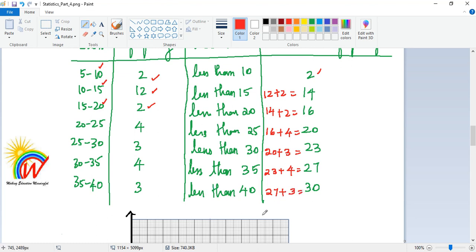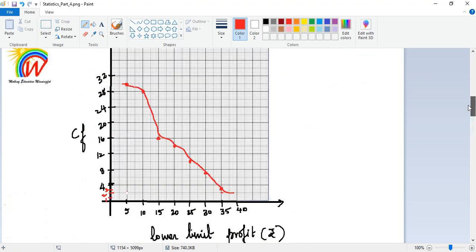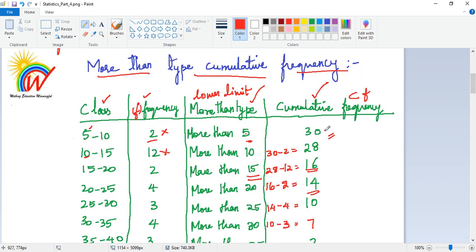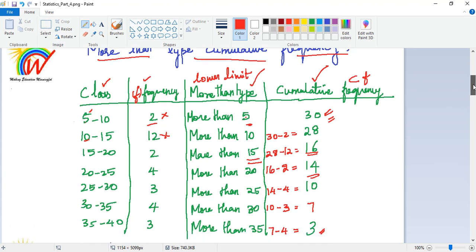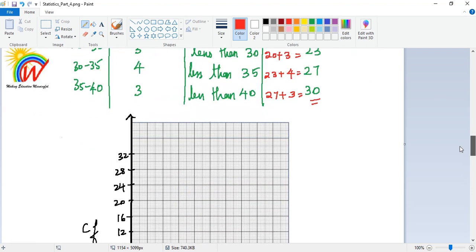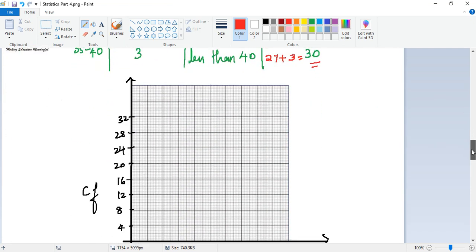Okay, so this is how you will find all the things. You should get the 30 at the end over here. In the more than type, you had the 30 on top. You should get the total number of students or cases on top in case of more than, and at the bottom in case of less than. Now we need to just plot the graph as usual.